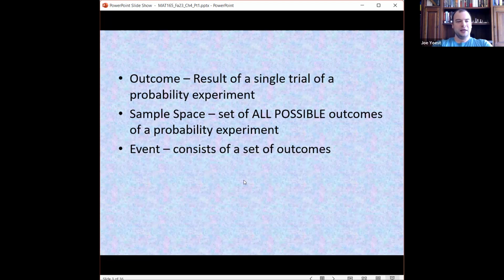An event consists of a set of outcomes. So an event could be like rolling an even number or rolling a number bigger than 1 or something like that. An event could even consist of no outcomes. An event could be rolling a number bigger than 8 on a 6-sided die. There simply aren't any outcomes 1, 2, 3, 4, 5, 6 that are bigger than 8, but that's just an event that doesn't have any outcomes in it.